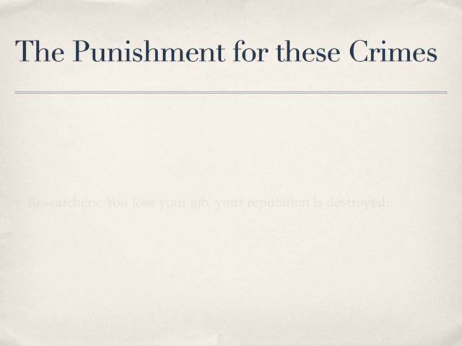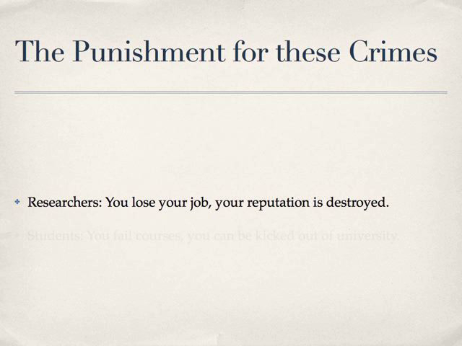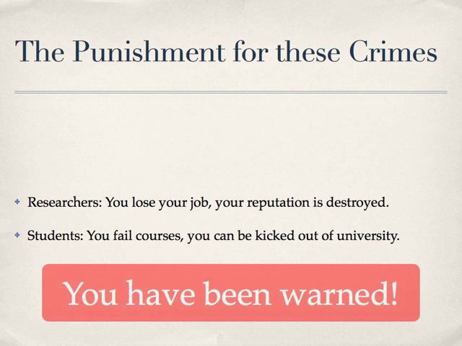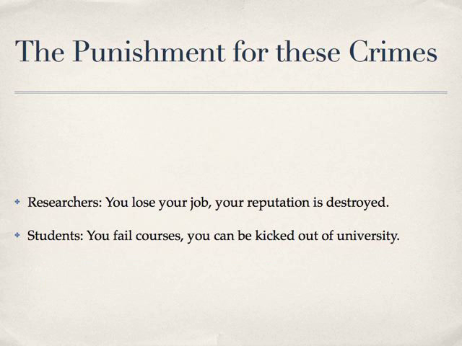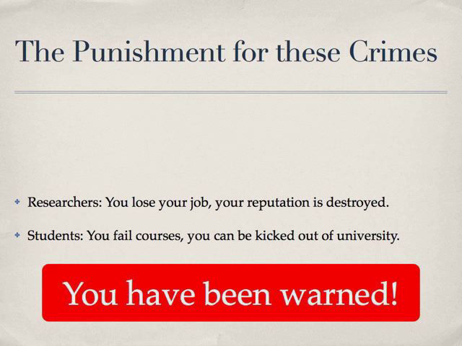If you are working as a researcher at a university and you are caught falsifying evidence or plagiarizing others' work, the punishment is simple. You will lose your job, and your reputation as a researcher is destroyed. Rightly so, the punishment is equally strict for university students. If you falsify evidence or plagiarize in a report, you will fail the course. If it is for a graduation thesis, you might even be kicked out of the university. This point is very, very important. You have been warned.